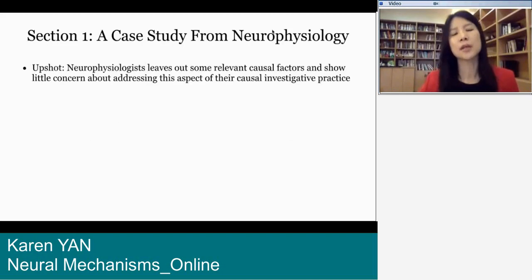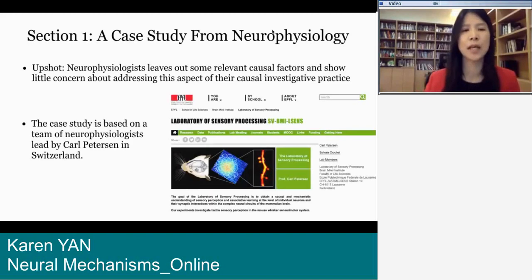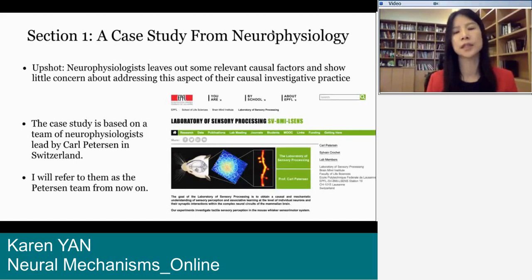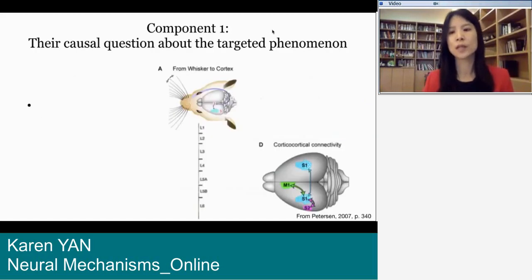In section 1, I'm going to show you that neurophysiologists leave out some relevant causal factors and show little concern about addressing this aspect of their causal investigative strategy, the practice. And the case study is based on a team of neurophysiologists led by Carl Peterson in Switzerland. For now, I'm going to refer to them as the Peterson team. So let's start with component 1. It's about their causal question about the target phenomenon.